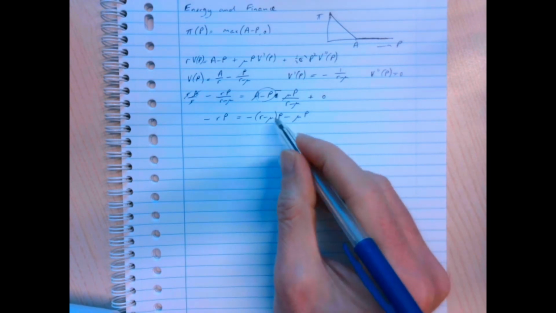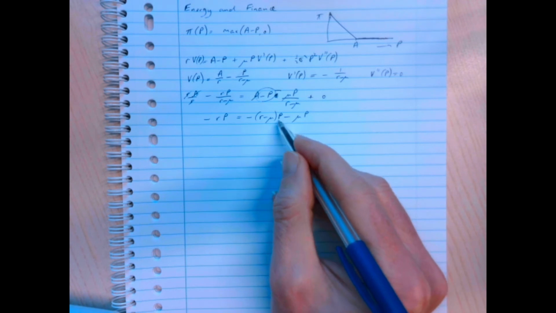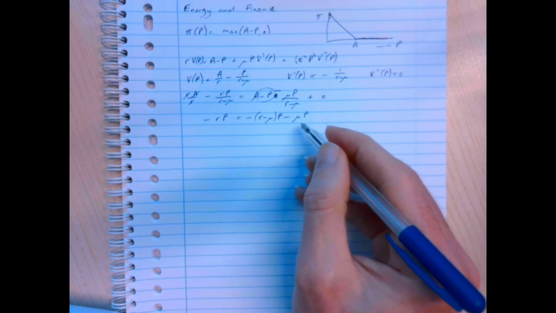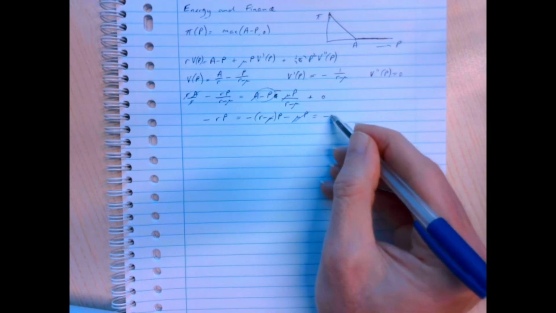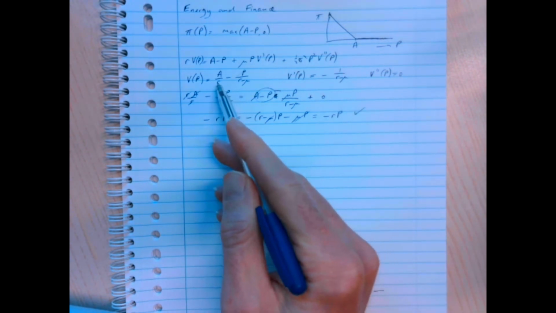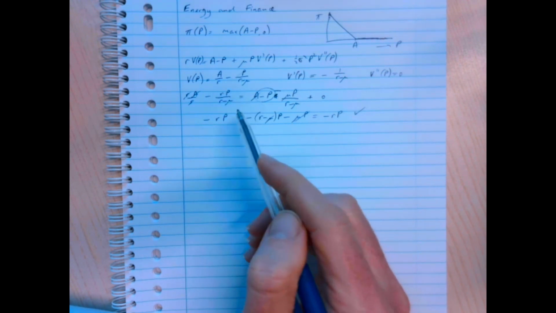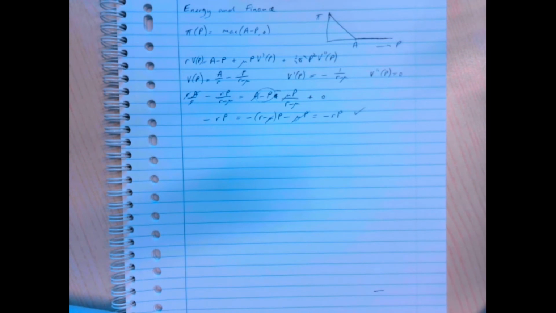So we can simplify this, because here we have minus mu p plus mu p. So these two cancel out. This one cancels against that. So this is going to be minus rp. And indeed, this solution, this function v of p, satisfies that equation just like we would like it to. Okay, so let's get back to the slide.